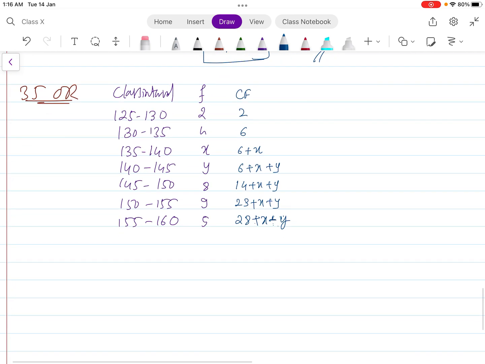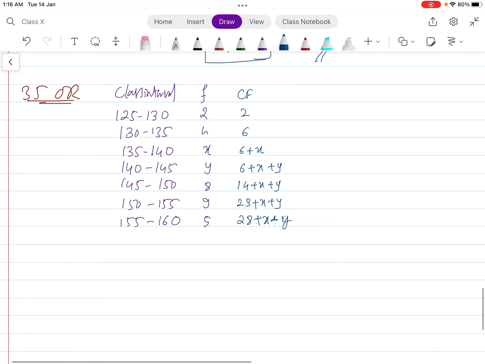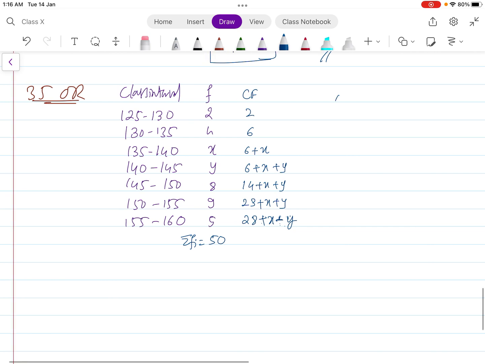So now what they have given is the median of 50 students, I think. Here they have given the summation fi equals 50, so that also we have to use. And then they have given the value of median. So I'll just write here, median they have given as 144. So using this information we have to try to find out the value of x and y.